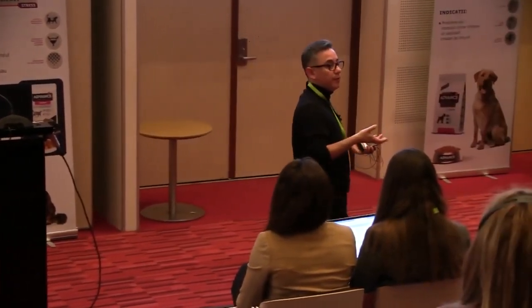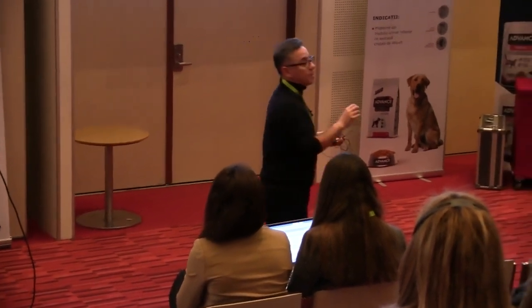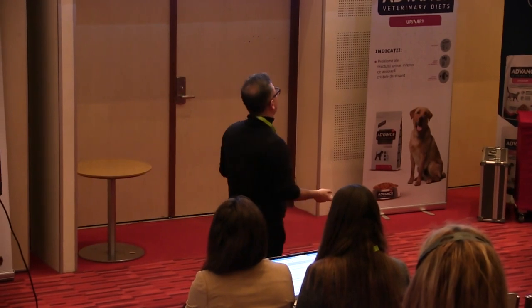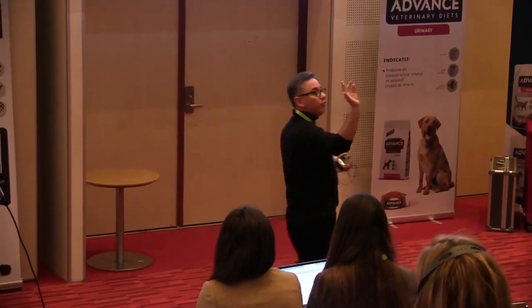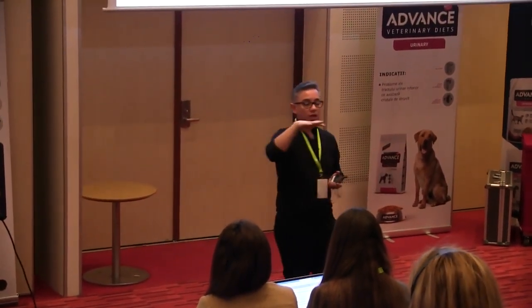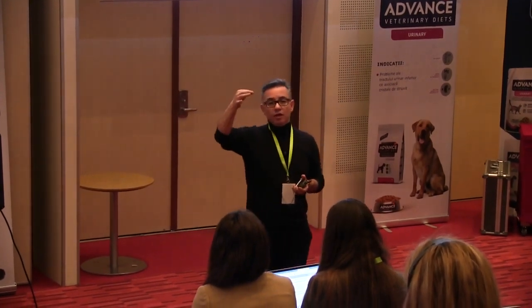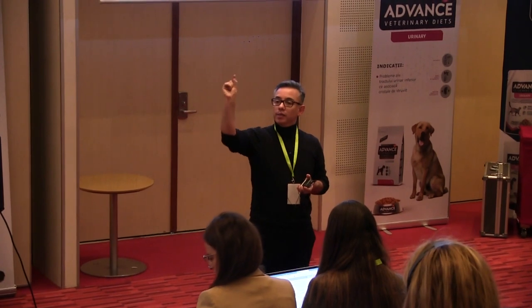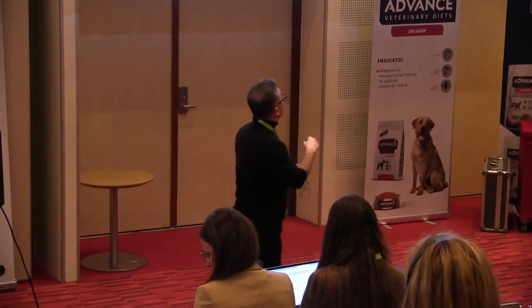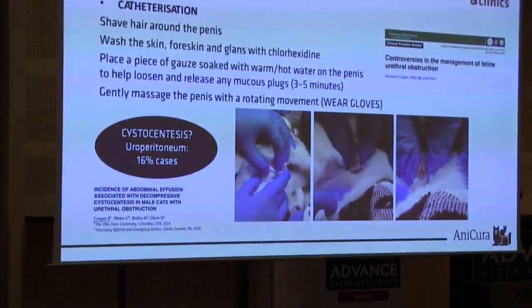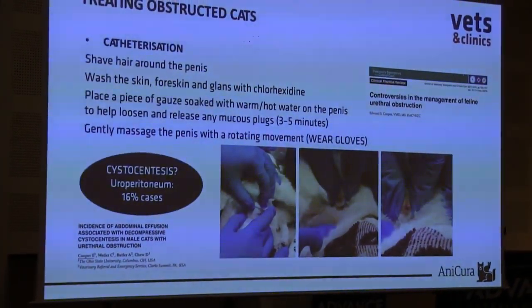And when you do some contraction or compress the bladder, sometimes it can jump on the wall and start the cat to urinate. You make this movement after putting the gauze, from the base of the penis to the top of the penis, okay? Rolling the penis, and sometimes you can see, like in this picture, that the plaque starts to go out from the penis, okay?